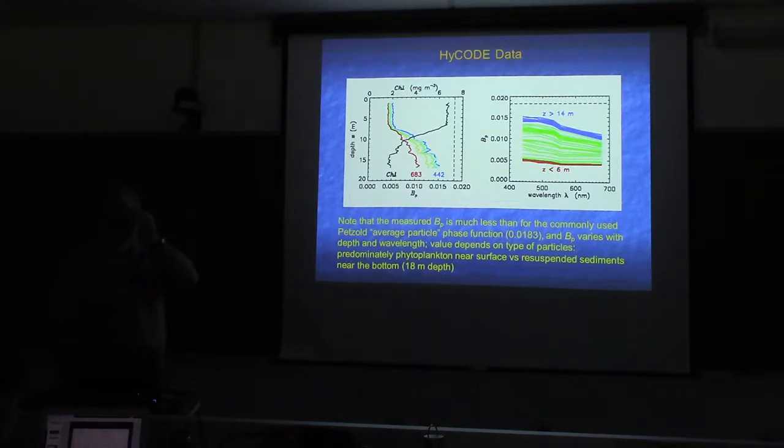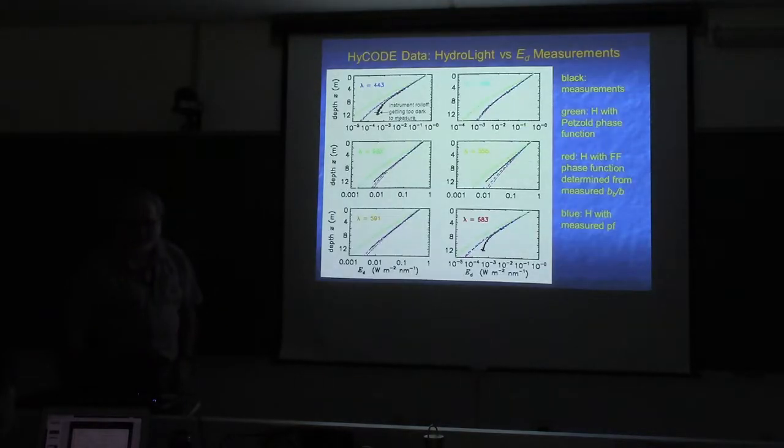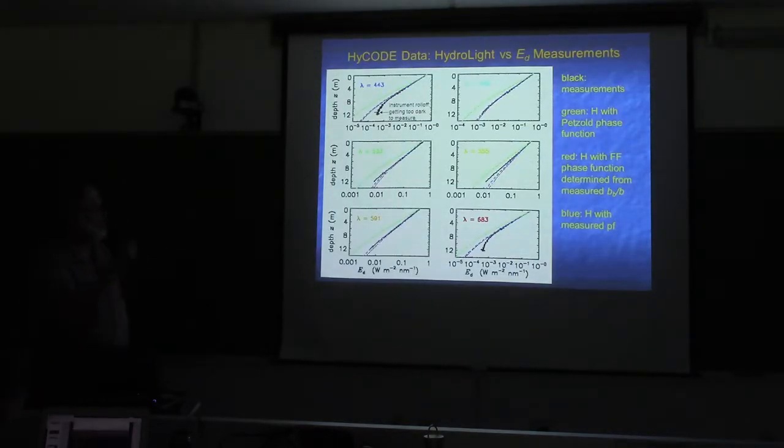So the first thing you do is plot out all your data every way you can and look at it and see if something looks funny and see what you can figure out. Okay, so now we start running all this data through Hydrolight and see what comes out. Okay, so here's Ed at the different wavelengths, 443 up through 683.